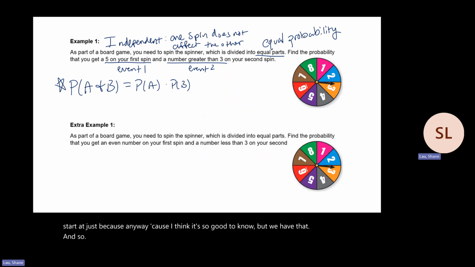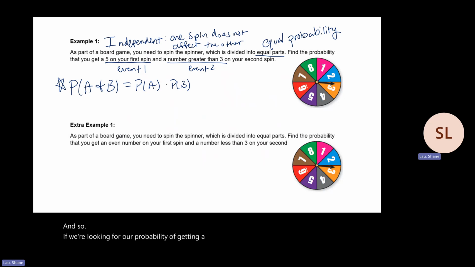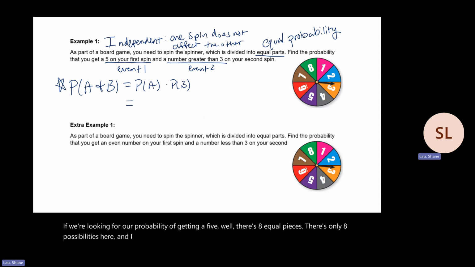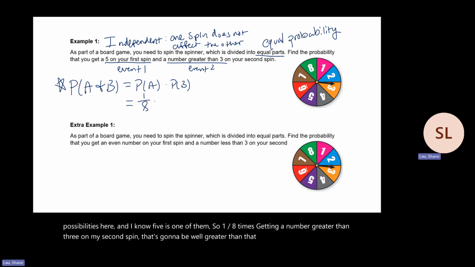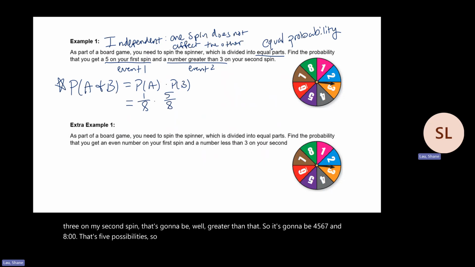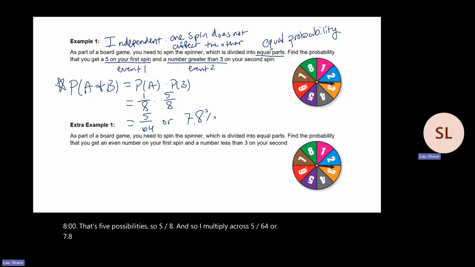And so if we're looking for our probability of getting a 5, well, there's 8 equal pieces. There's only 8 possibilities here. And I know 5 is one of them, so 1 over 8 times getting a number greater than 3 on my second spin. Greater than 3 is 4, 5, 6, 7, and 8. That's 5 possibilities, so 5 over 8. And so I multiply across: 5 over 64, or 7.8%.